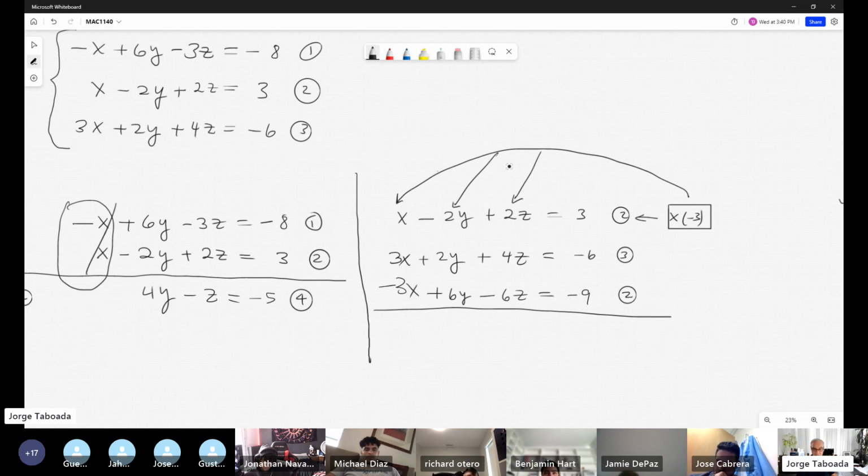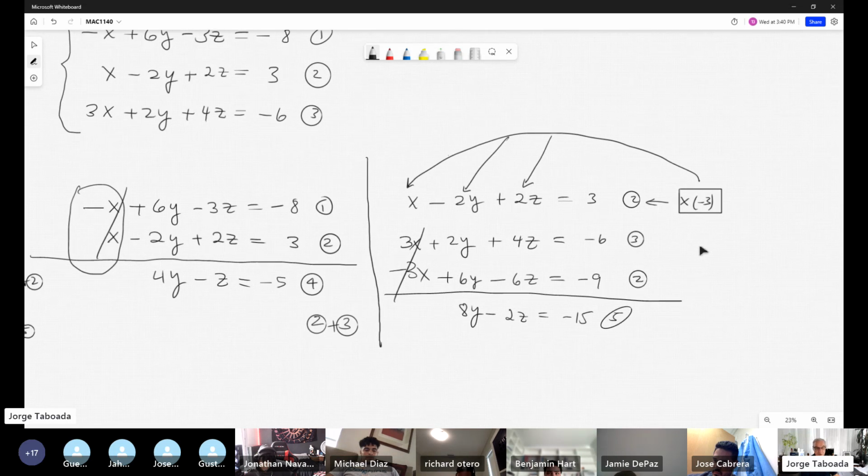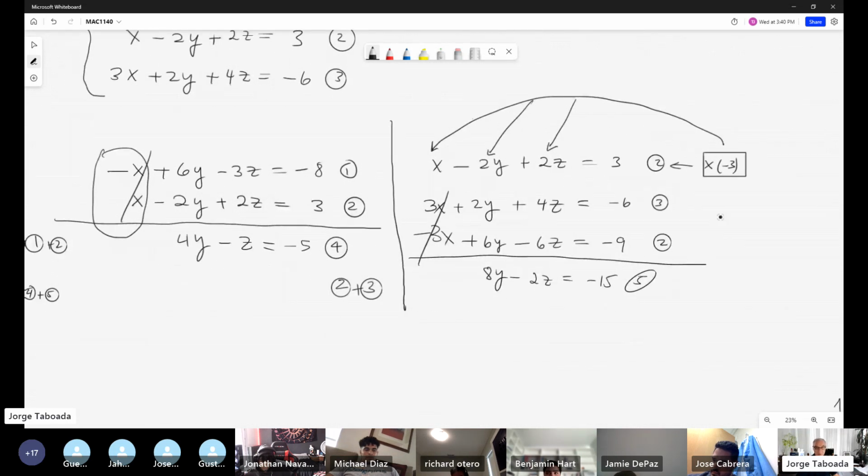Now ready to add 2 plus 3 by column. This is 0, that was the intention. This is 8y, and this is 2z, because 4 positive minus 6 is minus 2, equal, this is negative 15. This is equation 5. Now finally, put together 4 and 5. 4 and 5 together. Okay.